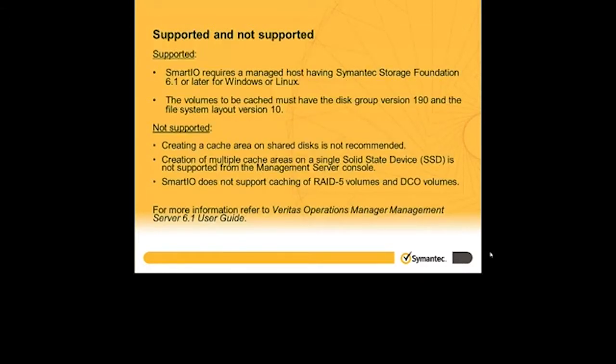SmartIO requires a managed host having Symantec Storage Foundation 6.1 or later for Windows or Linux. The volumes to be cached must have the disk group version 190 and the file system layout version 10. Creating a cache area on shared disks is not recommended. Creation of multiple cache areas on a single SSD is not supported from the Management Server Console. SmartIO does not support caching of RAID 5 volumes and DCO volumes. For more information, refer to the Veritas Operations Manager Management Server 6.1 User Guide.